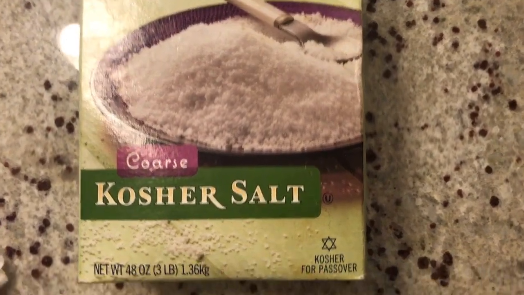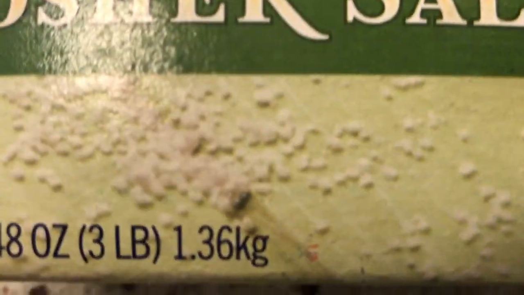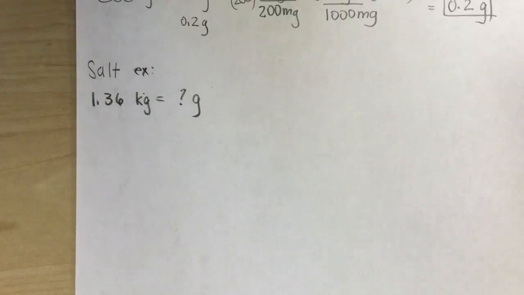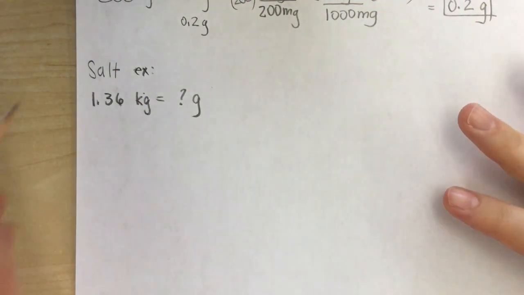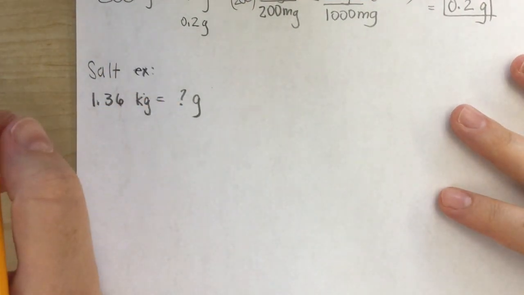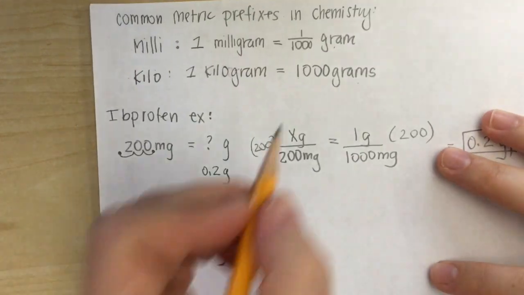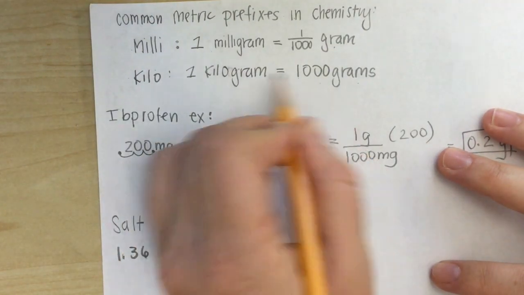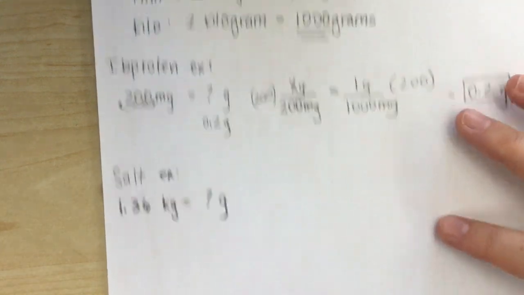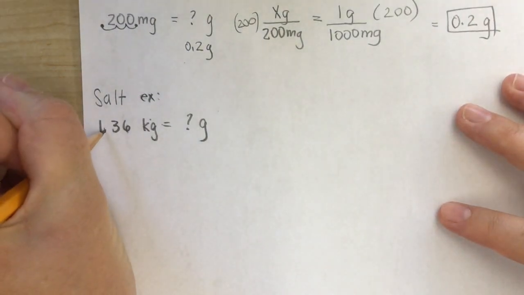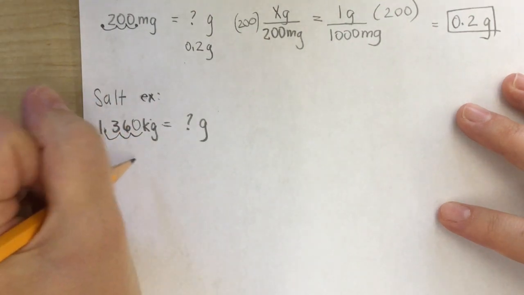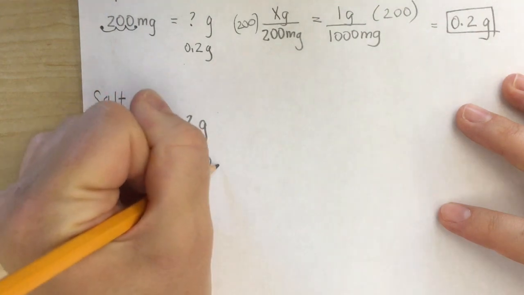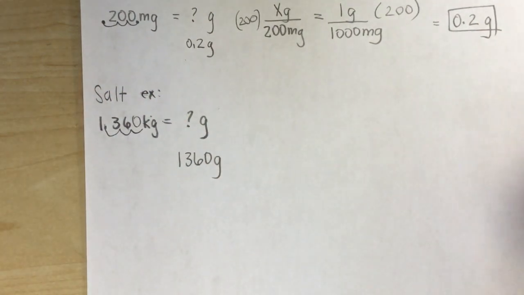Here's another household item, some kosher salt, where you can see there are 1.36 kilograms. In our kosher salt, we can also do the same type of conversion as we did with the ibuprofen. So we can move our decimal place again, but this time we're going to go to the right, and we're going to move it 3 points to the right, because remember that 1 kilogram is 1,000 grams. So this number needs to get bigger. So we'll go to the right 3 times. 1, 2, 3. We'll assume that this is a 0. So there are 1,360 grams in 1.360 kilograms.